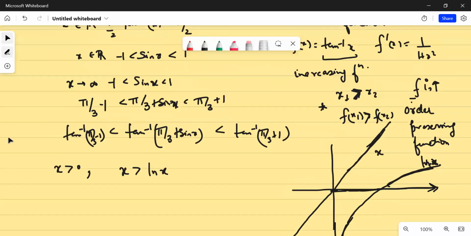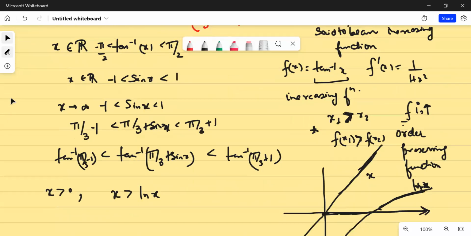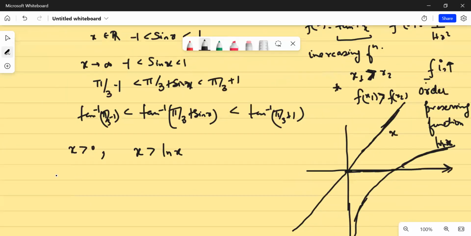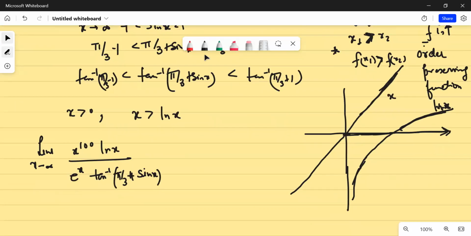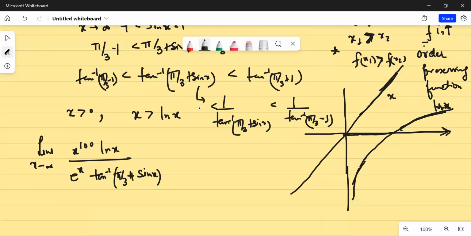So what I'll do, and why I'm doing all these things, you'll come to later on. You wanted to find the limit as x tends to infinity, so I'll write again the limit x tends to infinity of x raised to power 100, then ln x, then e raised to power x, and then tan inverse pi by 3 plus sin x. If I want to write 1 upon tan inverse pi by 3 plus sin x, obviously it will be less than 1 upon tan inverse pi by 3 minus 1, and it would be greater than 1 upon tan inverse pi by 3 plus 1.